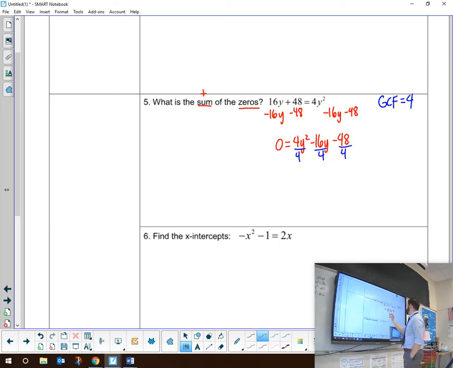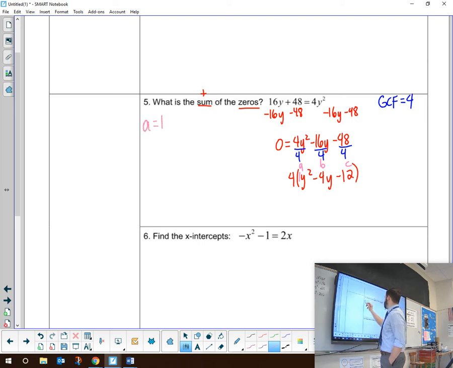And I'm going to get 4 times y squared minus 4y minus 12. Okay? So, now we do my x and my plus. We label my a, b, and c. My a is 1. Your a is not 4. Okay? That 4 in front is your GCF. Your a is the number attached to your y squared. In fact, we can kind of ignore our GCF. Okay? So, my a is 1. My b is negative 4. My c is negative 12. Let's write that out over here. A is 1. B is negative 4.